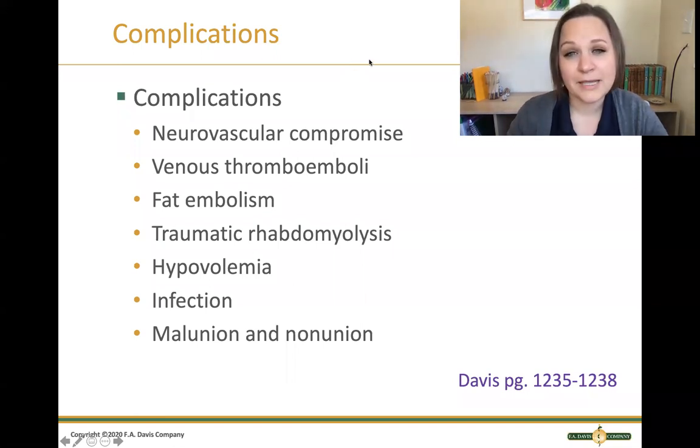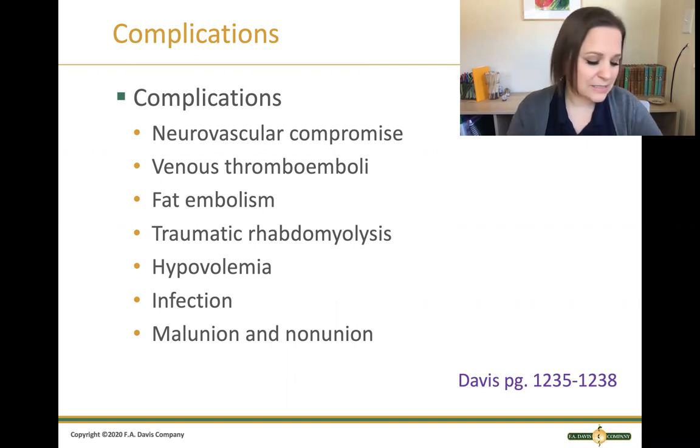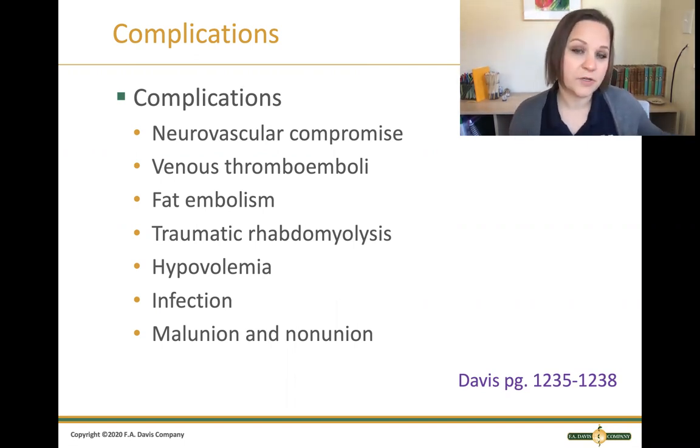Let's talk about complications that can happen with fractures. The first and most common is neurovascular compromise. Neuro meaning the sensation and movement, and vascular meaning circulation. We can check for neurovascular compromise through the 6 Ps listed on page 1236 of your text.